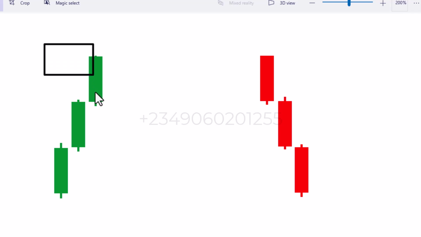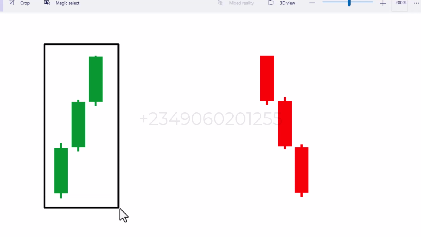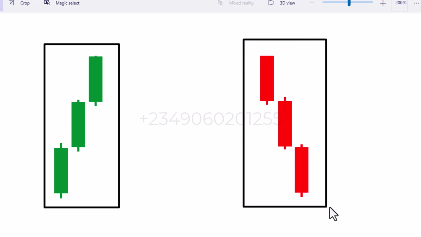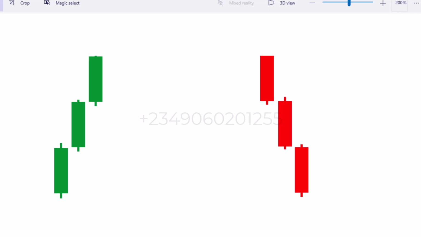On the left hand side, what can you call the candlestick pattern forming? Likewise, on the right hand side, what is the candlestick pattern name we have? I will give you 5 seconds to make your decision and type it down in the comment box. Okay, now 1, 2, 3, 4, and 5.